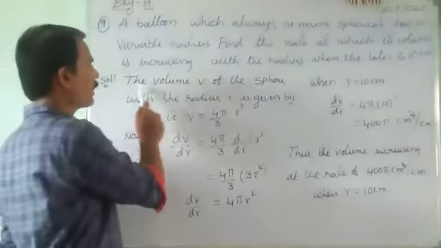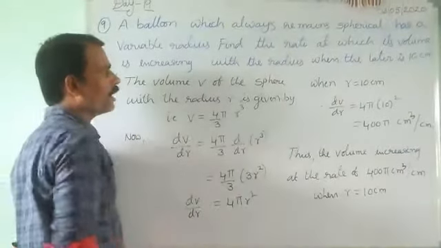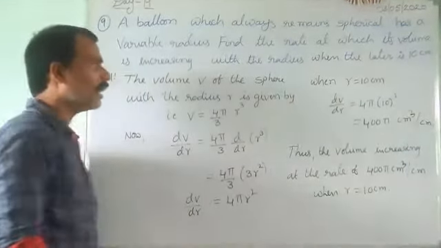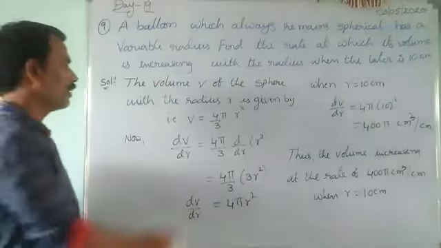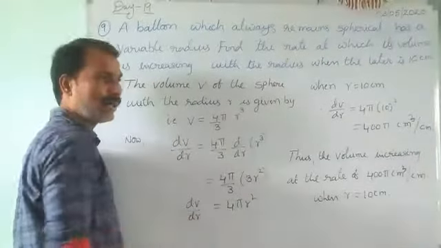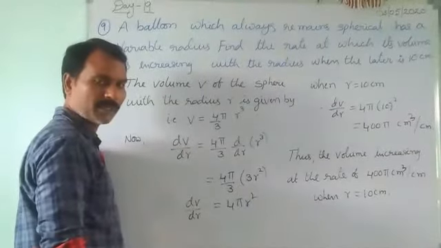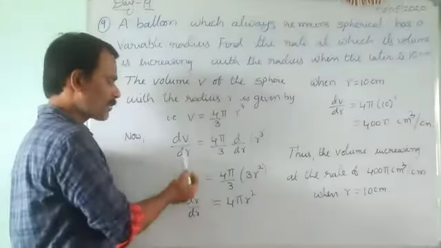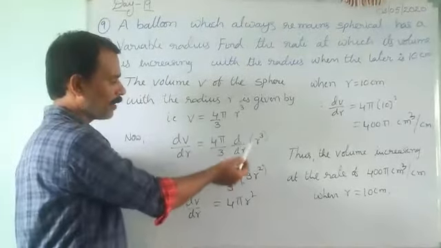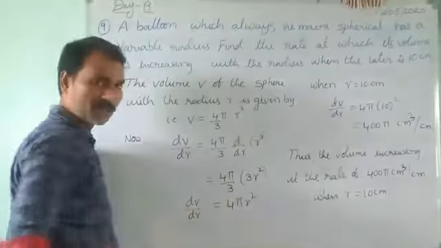So that's why what I am writing here, guys: the volume V of the sphere with radius r is given by V is equal to 4/3 pi into r cube. So with respect to r, it is 4 by 3 pi, d by dr of r cube means 3r square. 4 pi r square will come.